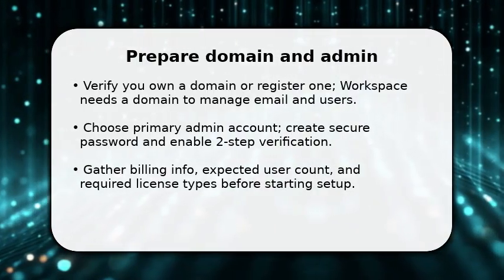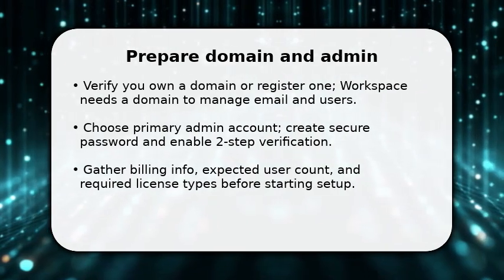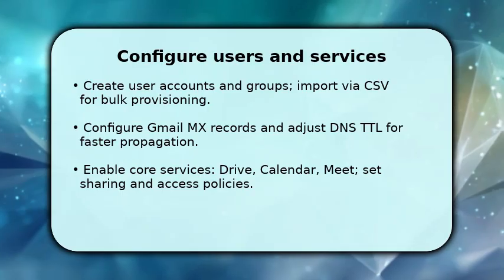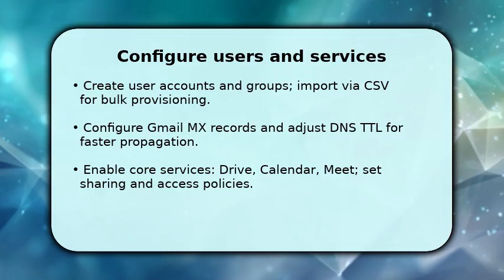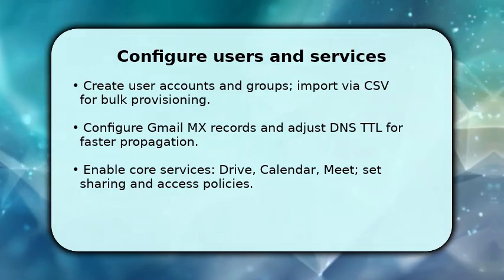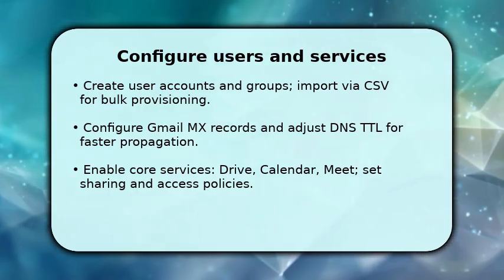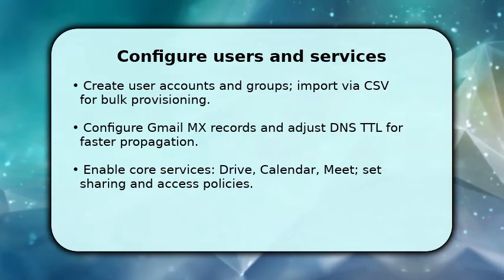Then follow the guided prompts to move directly into account provisioning and initial configuration. Next, create user accounts and logical groups so permissions and email routing are manageable. Bulk import with CSV if you have many users. Then update your domain DNS to add Gmail MX records. Lower the TTL beforehand so changes propagate quickly, and verify mail flow.